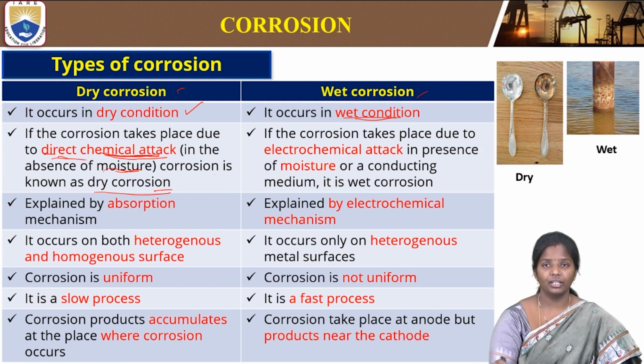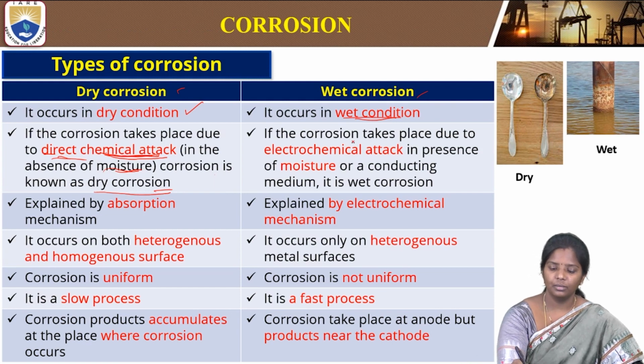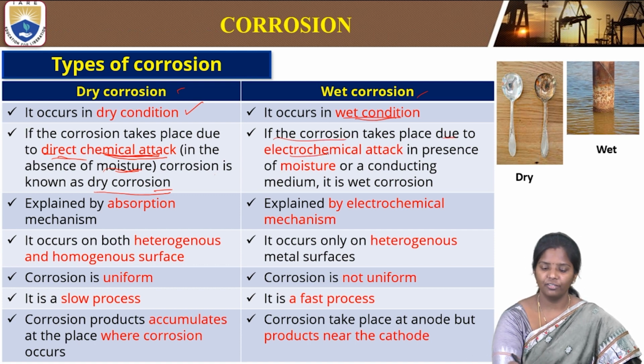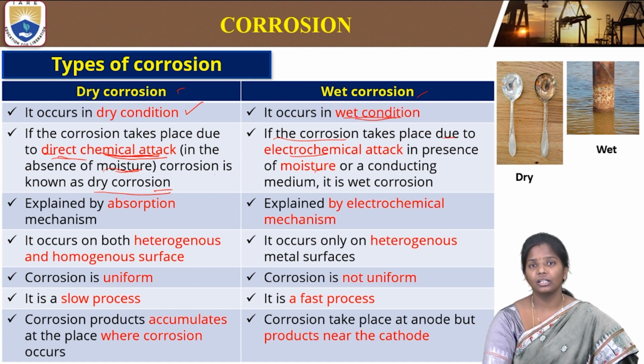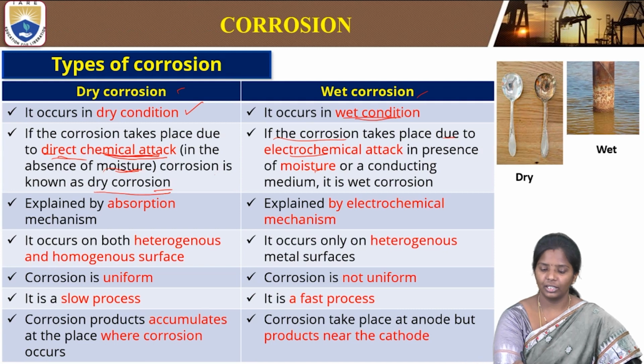And what happens in wet corrosion? It occurs in the presence of moisture. If the corrosion takes place due to electrochemical attack in the presence of moisture or a conducting medium, then it is wet corrosion.